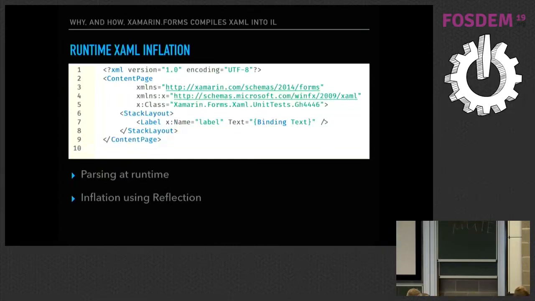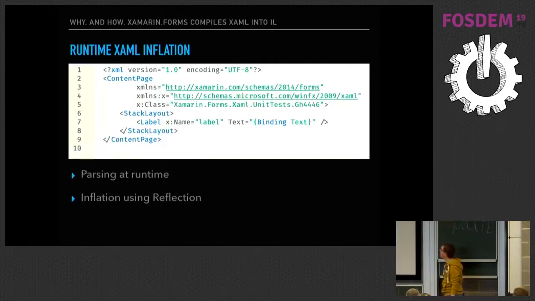So you define a content page. In the content page, we define a stack layout, and in the stack layout, we define a label with a text, and that text is bound to a property of the context. So that's XAML. When you see this, basically you've seen most of what XAML is. So it's just quite simple.